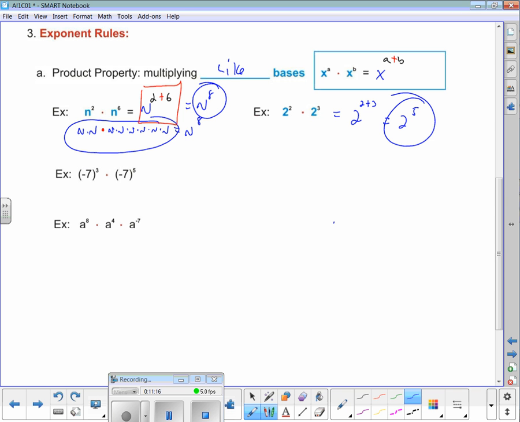In this next example, the base is a -7, so keep it a -7. Just keep it in the parentheses. Add the exponents. So this ends up being a -7 to the 8th.